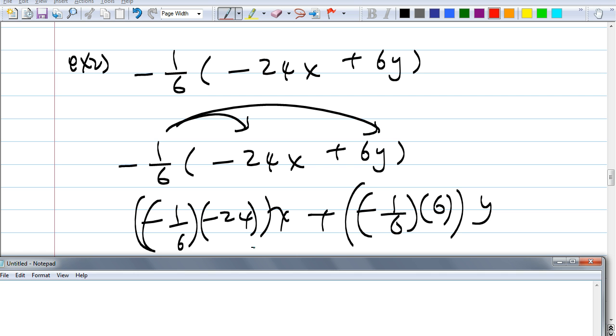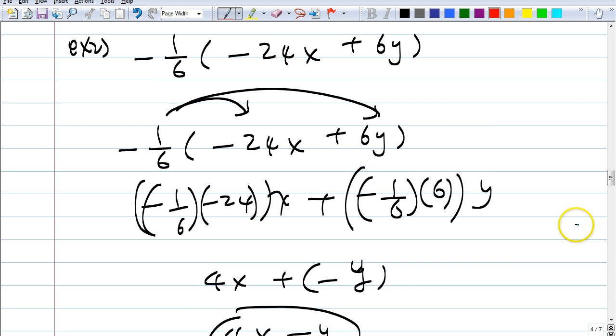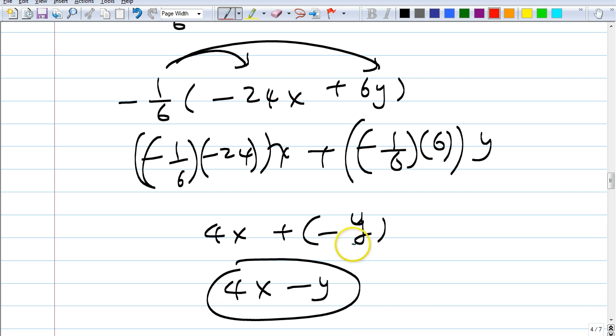4x minus minus y. How many people got 4x minus y? Exactly right. I actually wrote 4x plus negative y and then of course. Okay. What property did I use from here to here? Everybody should know because this is going to be on your test, I think. What property am I using? If I ask you to justify each step, what would you write as your answer here?